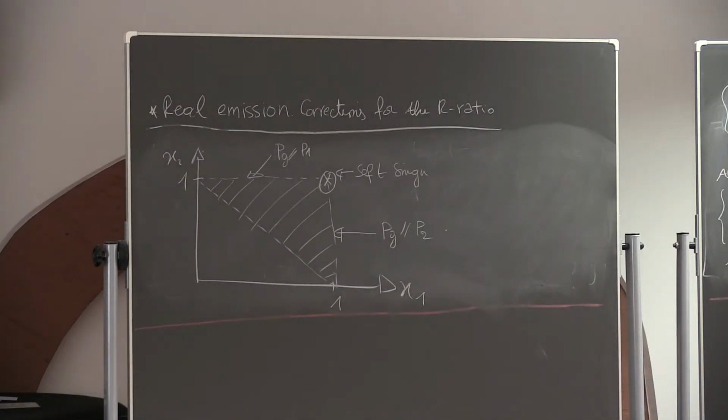Okay. I have one question regarding the structure of the amplitudes. This is peculiar for Drell-Yan type processes, that the real emission factorizes into a Born matrix element times a factor.